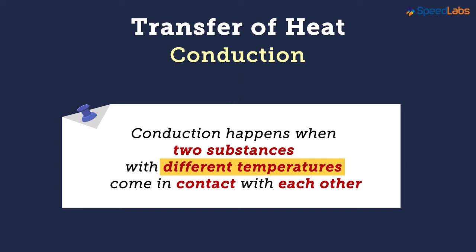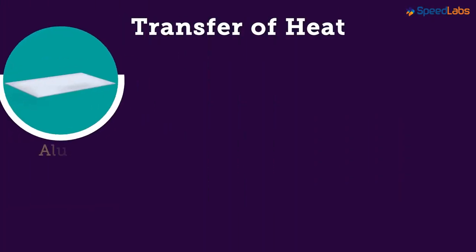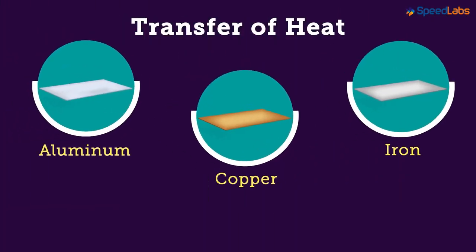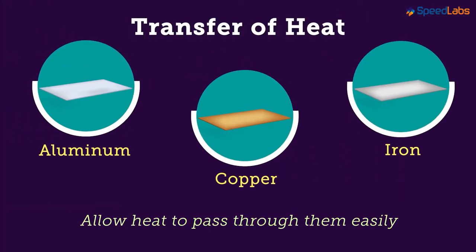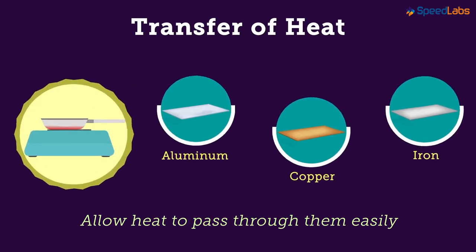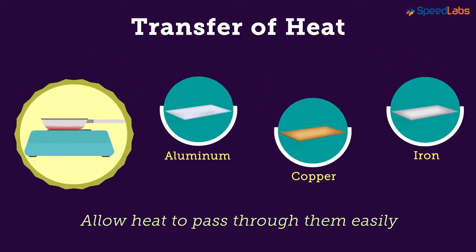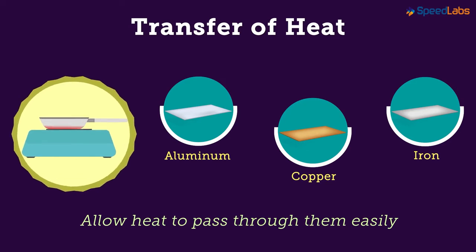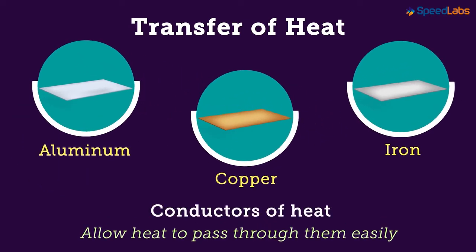No, that's not the case. Some materials like aluminium, iron, and copper allow the heat to pass through them easily. Now you know why the metal pan started heating up easily when it came in contact with the hot electric stove. Such materials are called conductors of heat.